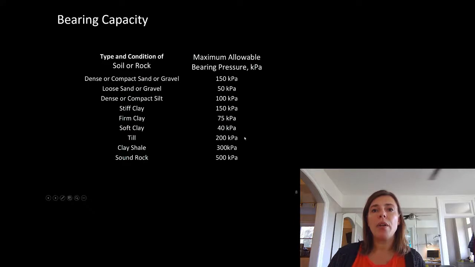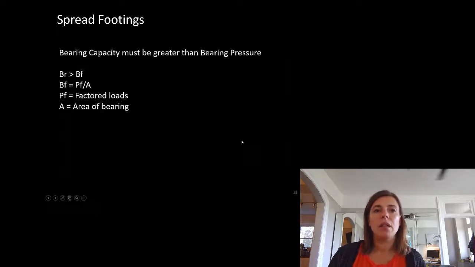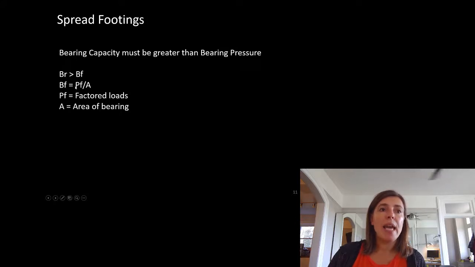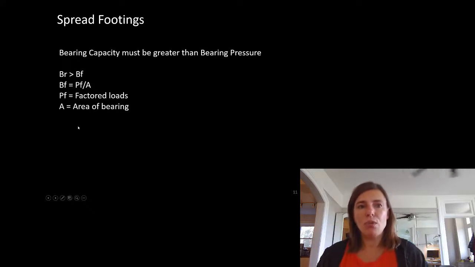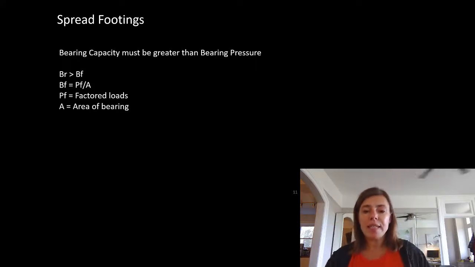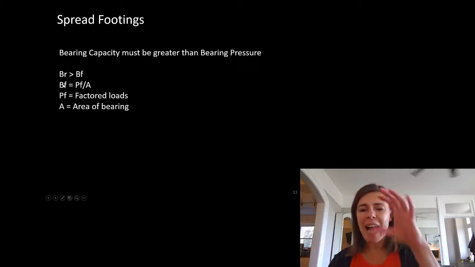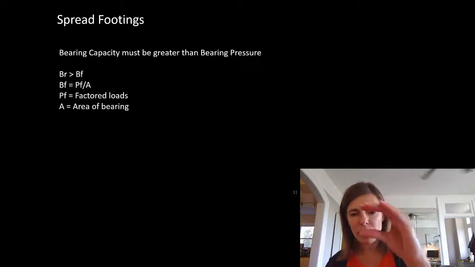We've got 200 kPa. So we are saying that we have 200 kPa. We can use 200 kPa as our BR. We want to make sure that's bigger than BF. So let's set those two things equal to each other and see what area exactly makes our BF 200. So let's say BF exactly works. It is exactly the limit we can have.